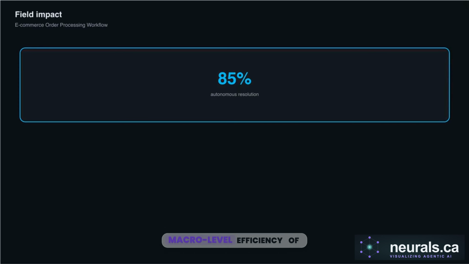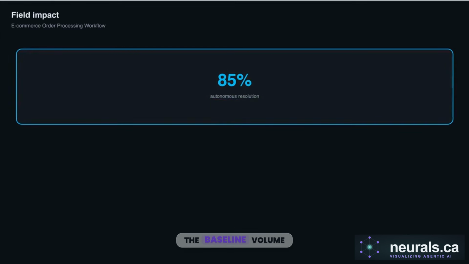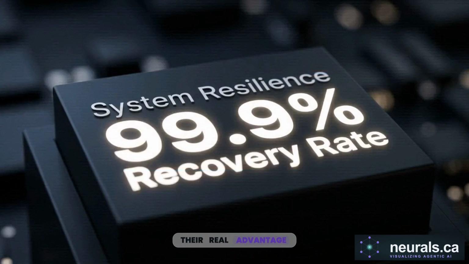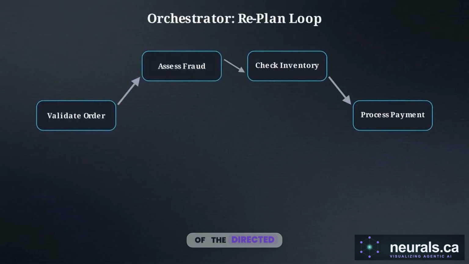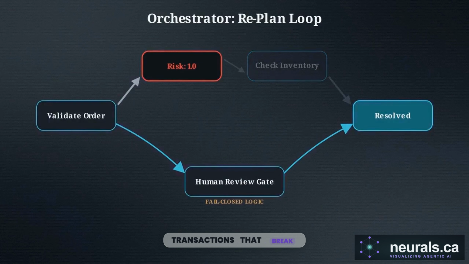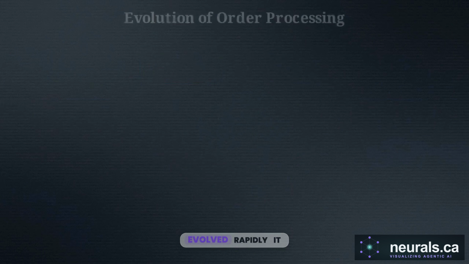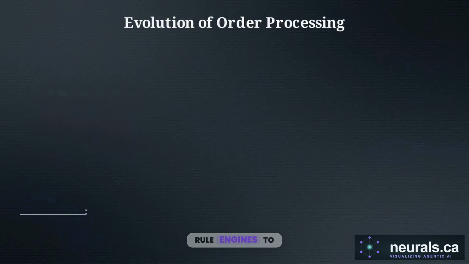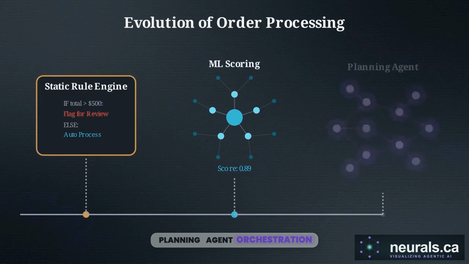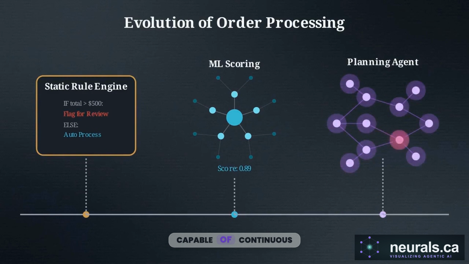This metric shows the macro-level efficiency of the architecture. A properly tuned workflow achieves 85% autonomous resolution. That represents the baseline volume of orders the agent processes safely, removing manual burden from the merchant and proving the system's economic viability. Their real advantage is the resilience of the directed graph in safely catching and rerouting the 15% of transactions that break. Order processing has evolved rapidly. It moved from static rule engines to basic machine learning scoring and finally arrived at full planning agent orchestration, capable of continuous adaptation.